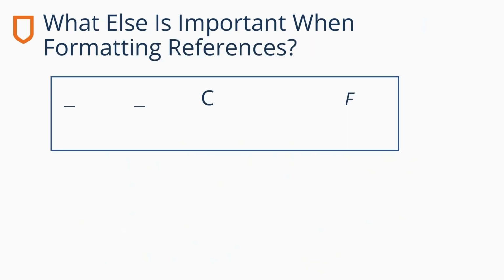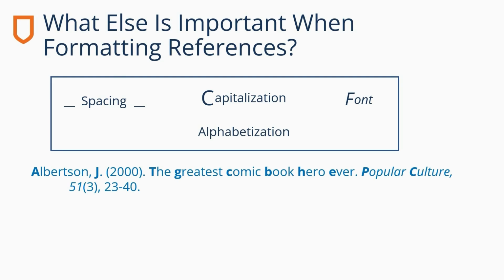What else is important when formatting references? You'll also want to pay attention to spacing, capitalization, font, and alphabetization. Here's our first example. Albertson J, 2000, The greatest comic book hero ever. Popular Culture, 51-3, 23-40. In this first example, notice that you always want a space to come after a period or a comma, like with the author's name.